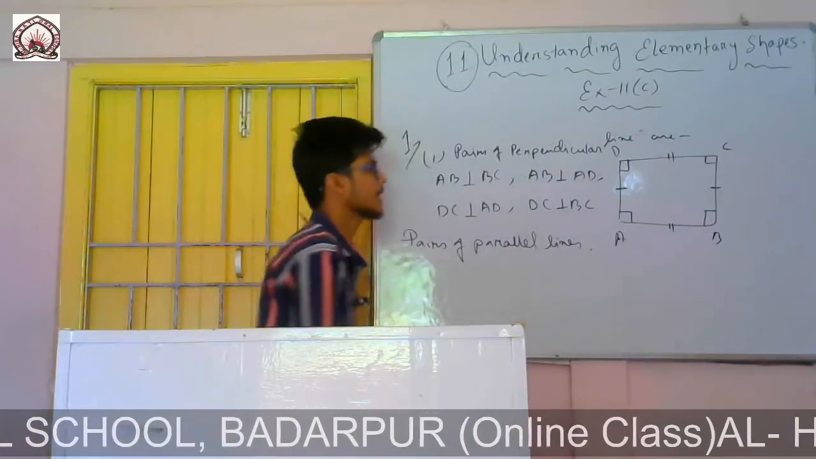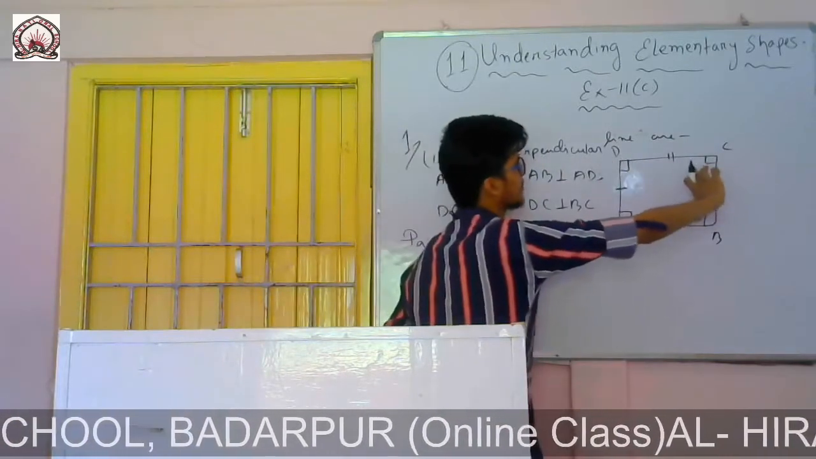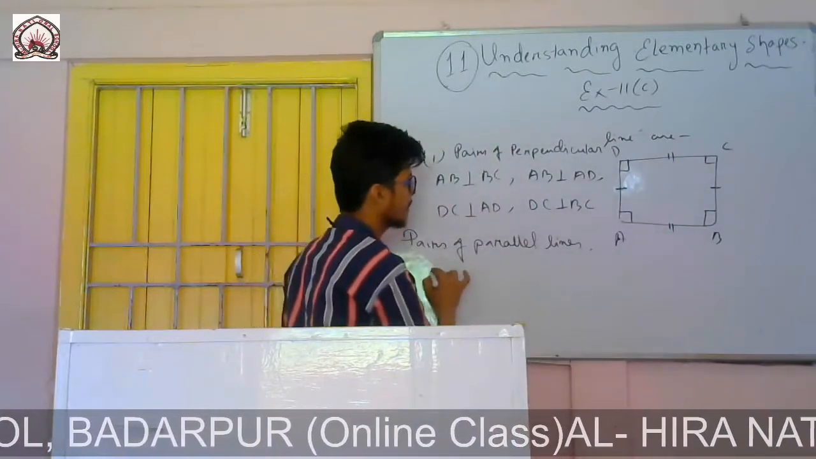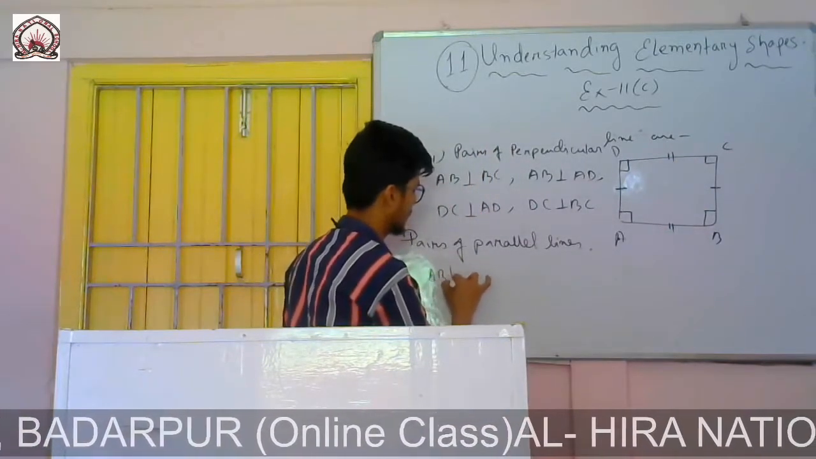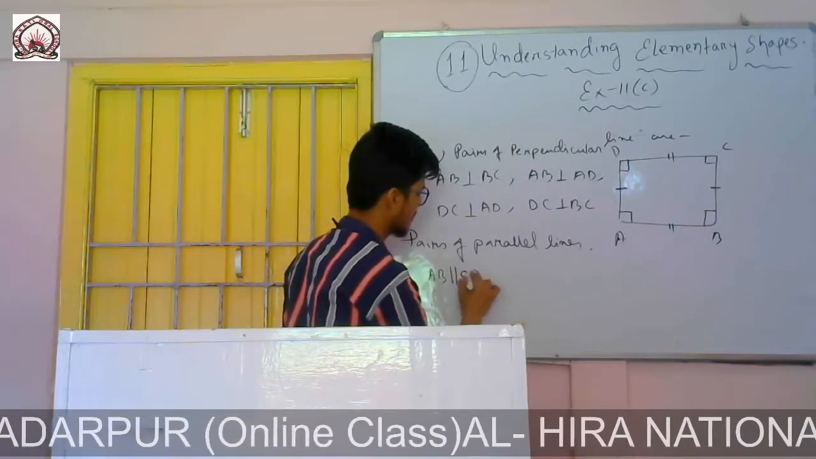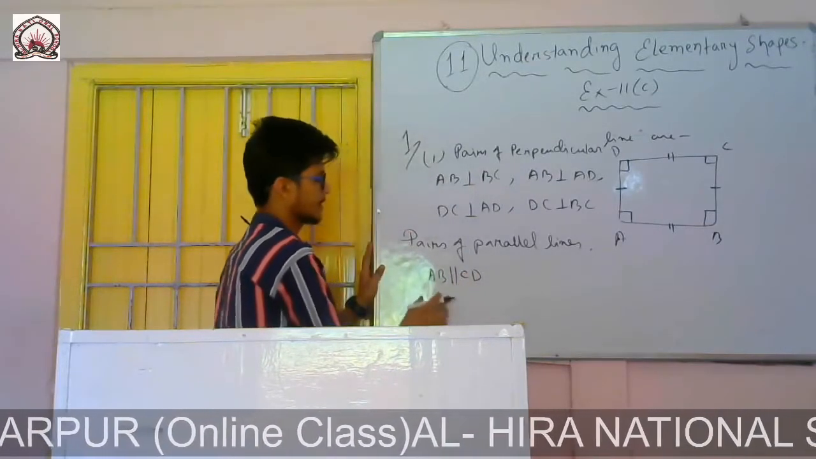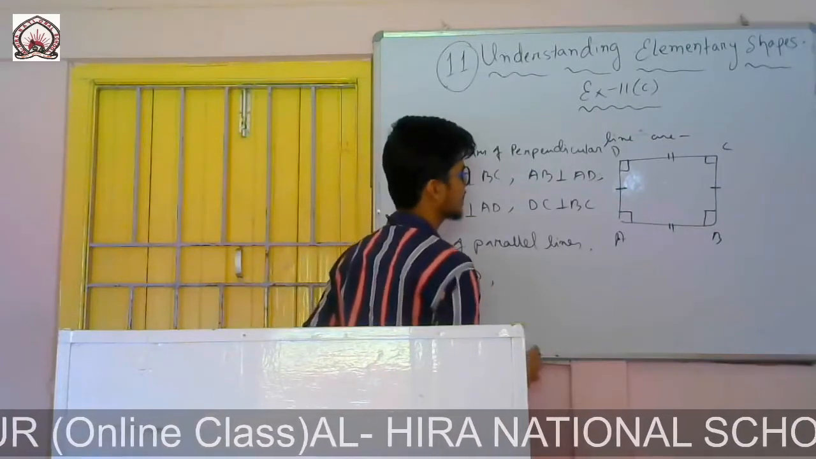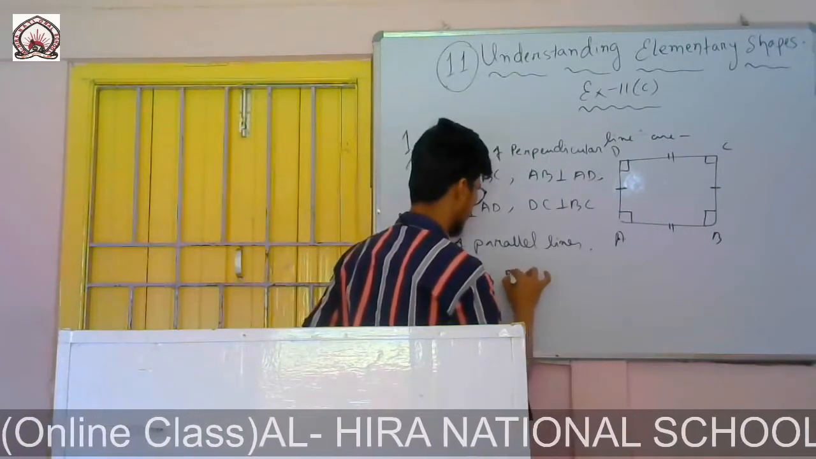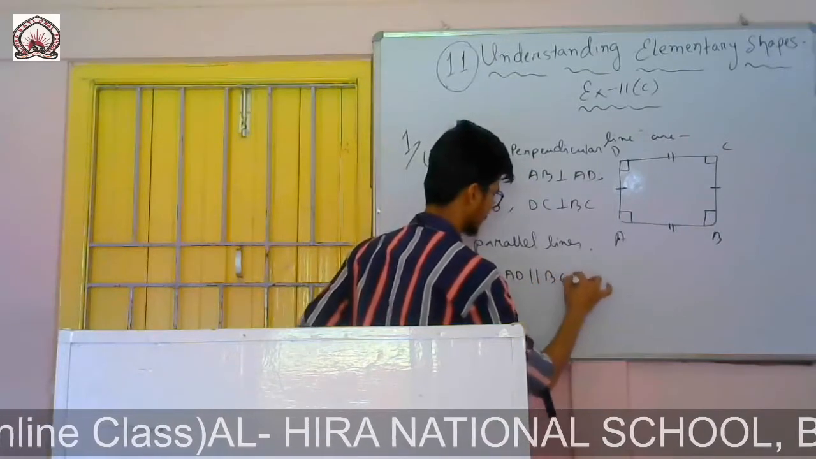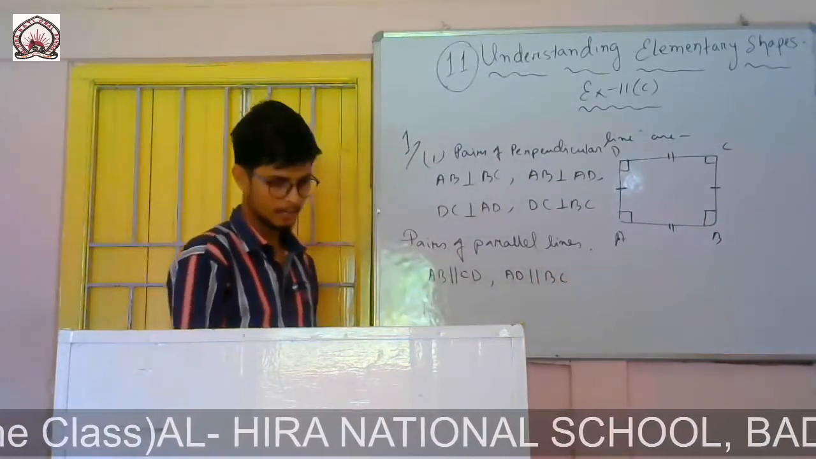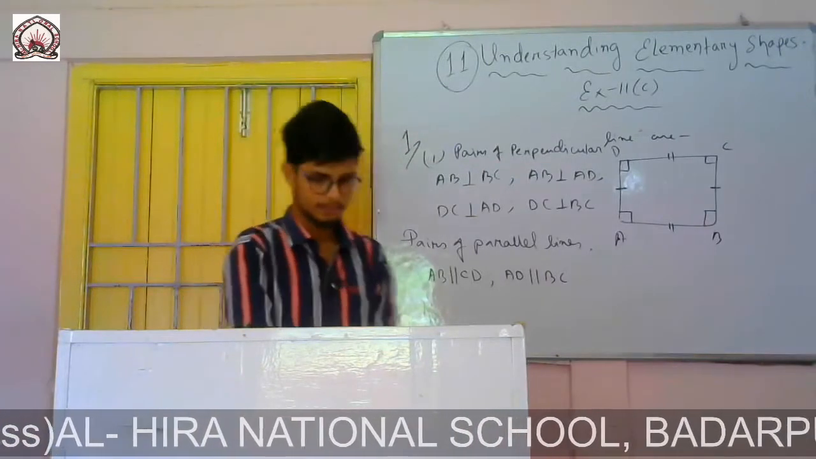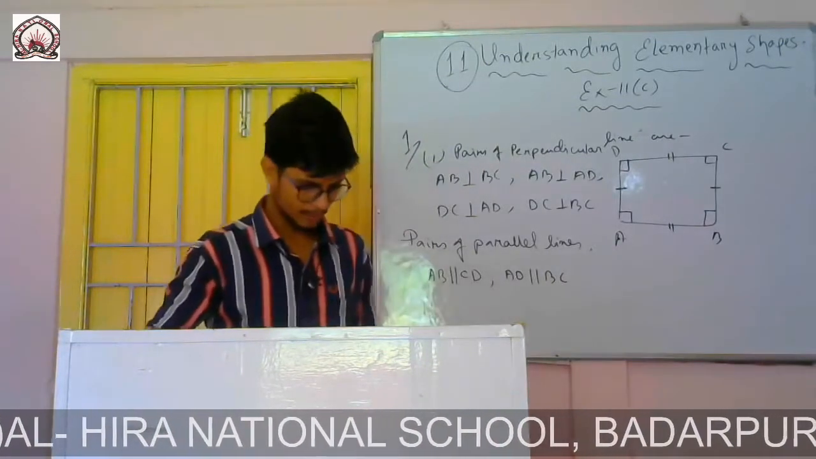In case of parallel lines, AD is parallel to BC and AB is parallel to CD. These are parallel lines. This is the sign that AB is parallel to CD. This is one pair. Another one is AD parallel to BC. So AB parallel to CD and AD parallel to BC. Next one you see Roman number 2.